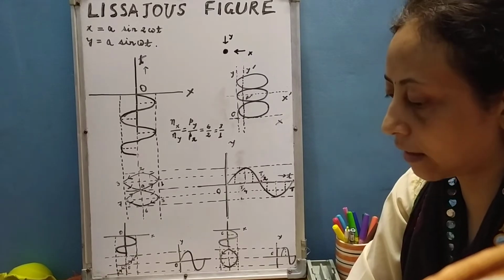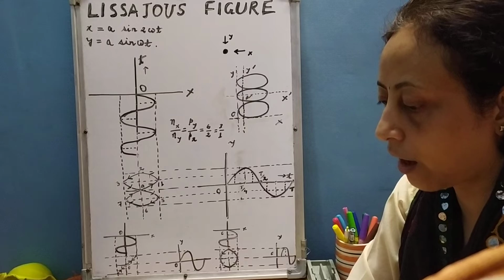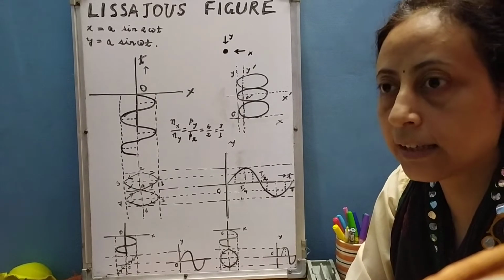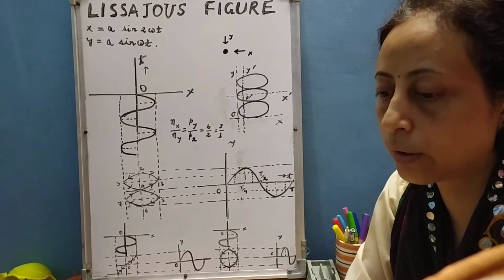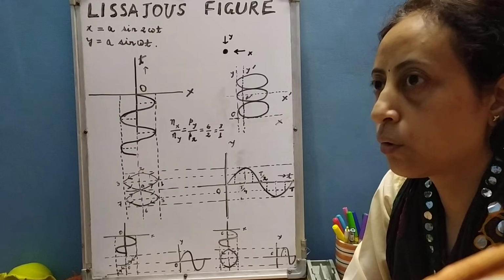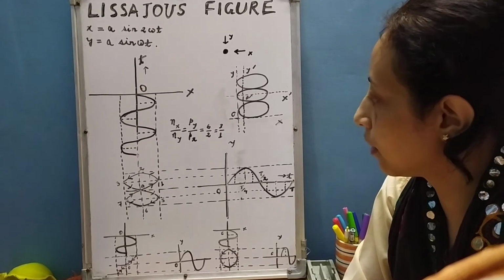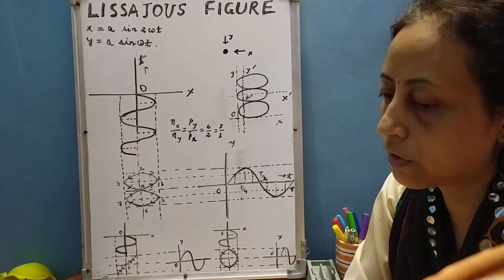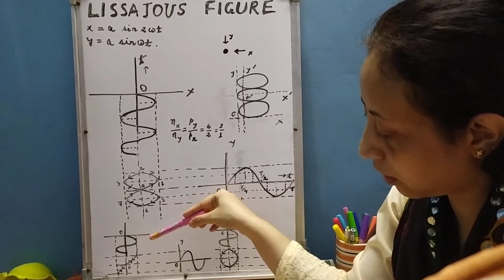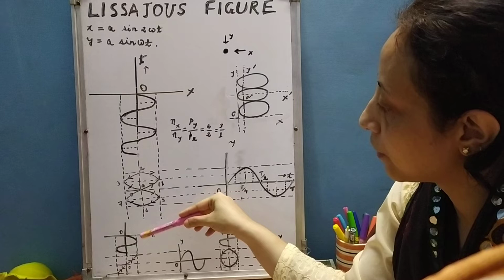Okay, so this is one very simple example of how you can find out the resultant vibration and how you can draw the Lissajous figure. Similarly, you can draw as many perpendicular vibrations as you know. All vibrations you can represent in terms of Lissajous figures.